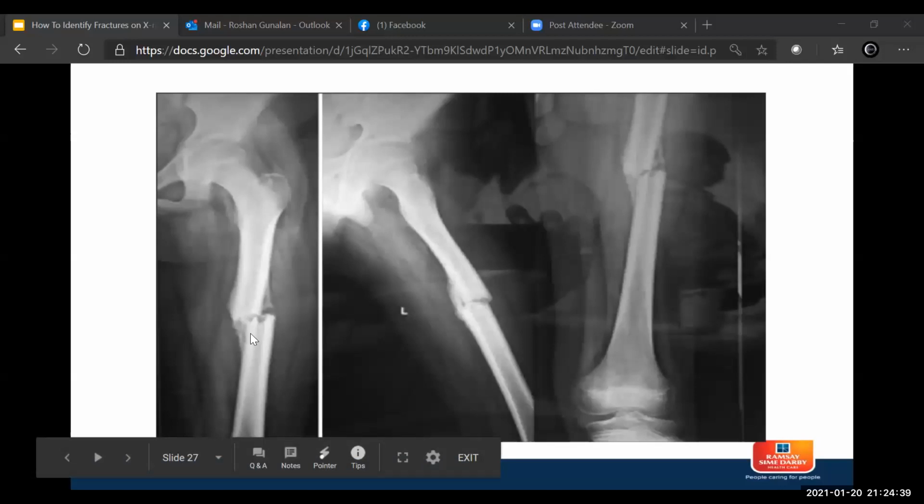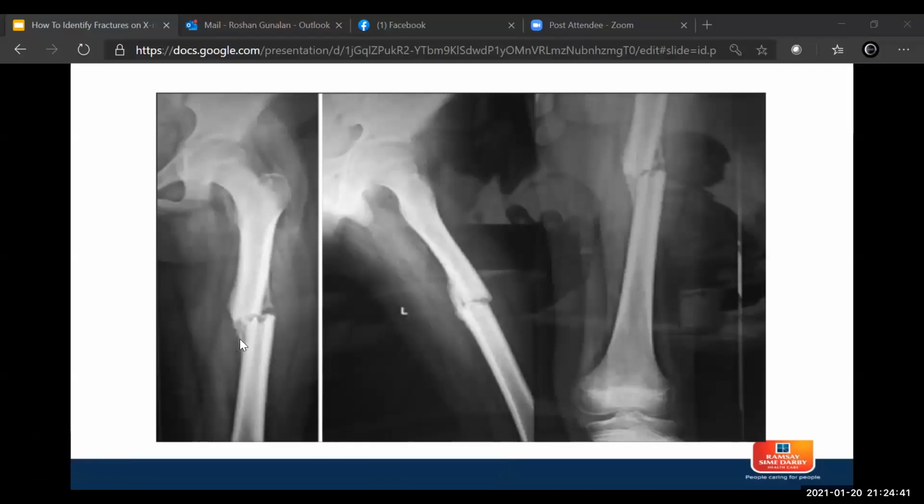It can be comminuted, and someone said non-union because it looks like there's callus formation. So it doesn't look like a new fracture. Someone was actually right. There's some sort of callus formation there. The guy is so clever. Let me get his name. The name of the person who said non-union is Muhammad Hafizul Arif. Well done.